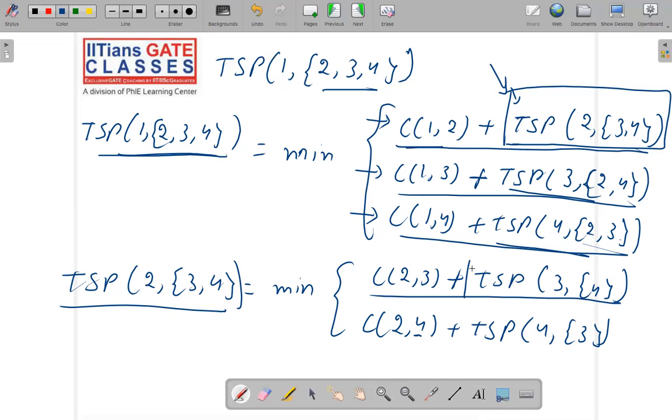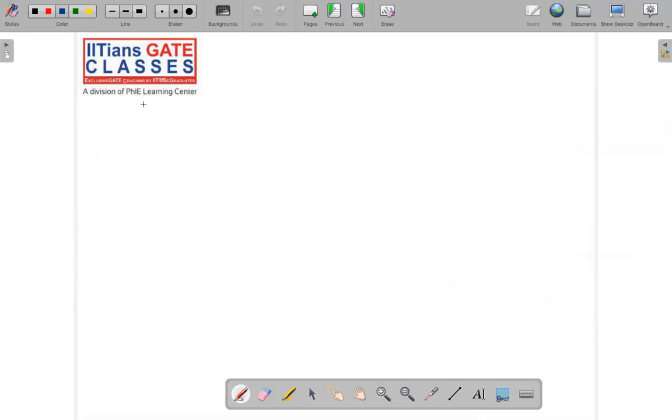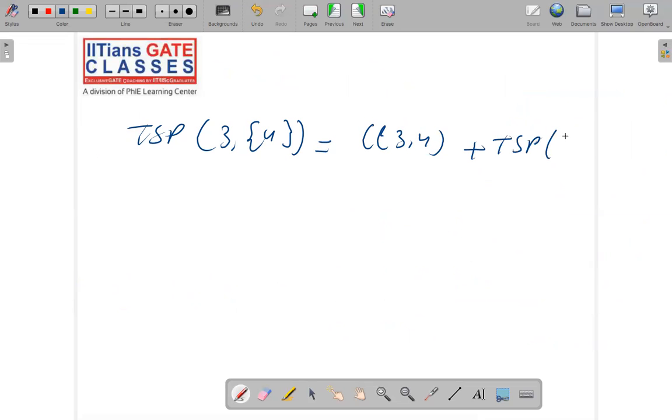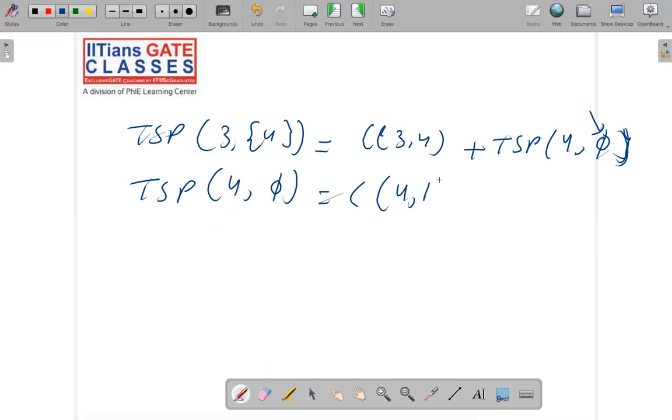Okay, so let's see, what if we solve this one, TSP 3, 4. What is the TSP 3, 4 meaning? It means that it is equal to the cost of traveling from 3 to 4, plus TSP of 4, 5. 4 to 5 means 4 to 1. Okay, TSP of 4, 5 means the cost of traveling 4 to 1.